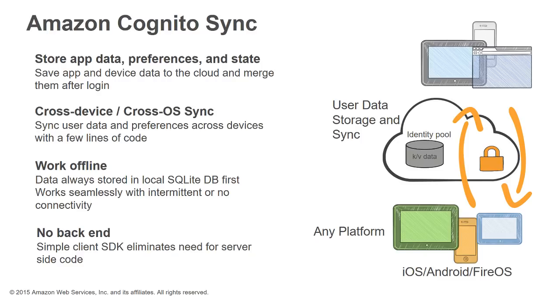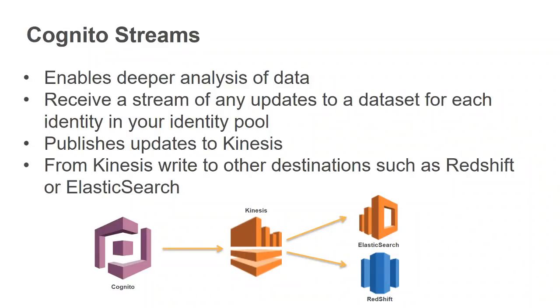Now, the last two ones I'll talk about, and I'll get away from the slides. You can also do Cognito streams. So if I want to push updates back and forth to Cognito, from Cognito to updates to Kinesis, or to use destinations like Redshift or Elasticsearch, etc., I can do that.